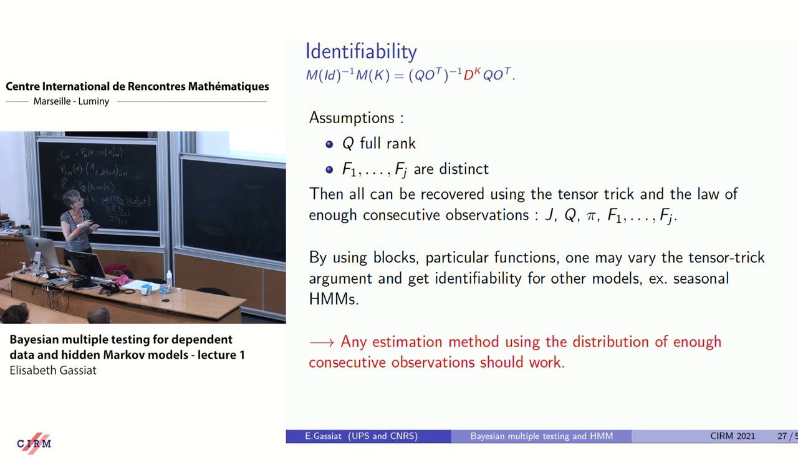Then when you have identifiability, you can play with any estimation method. Of course, it may be difficult to prove that it works, but it should work, as soon as you use enough consecutive observations to build your estimator. So I will describe some estimation methods next time, and then I will explain what happens when these dependence assumptions can become false. Or maybe I stop here.